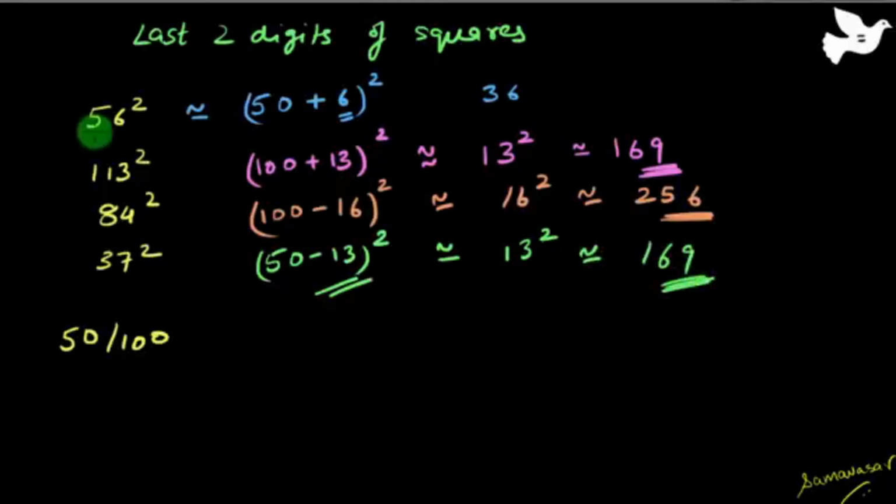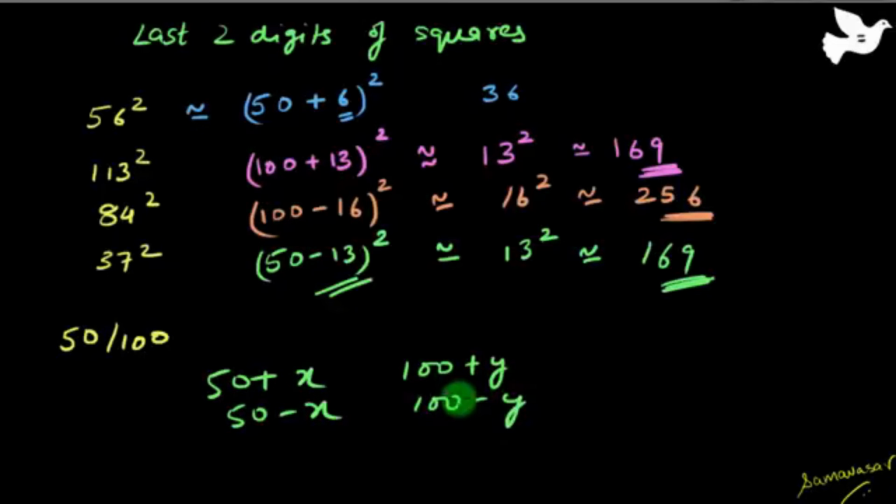So whatever numbers you are given, if it is a square, you express this in terms of 50 plus something or 50 minus something or 100 plus something or 100 minus something, and the last two digits of this number will be the same as the last two digits of x square or y square. So I hope the examples make it clear.